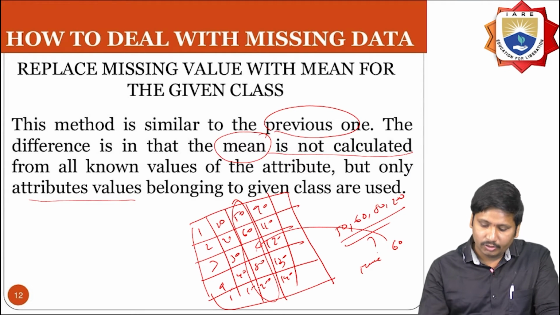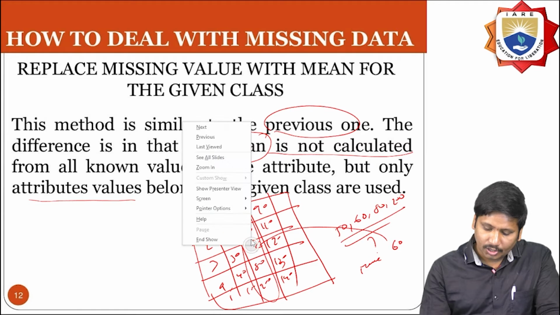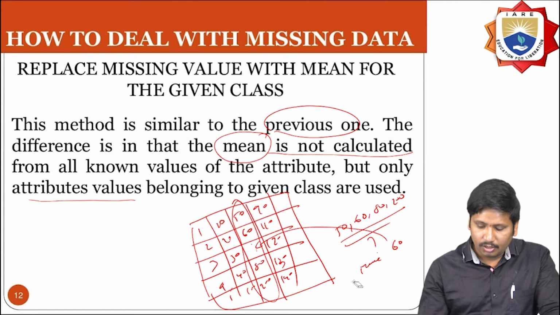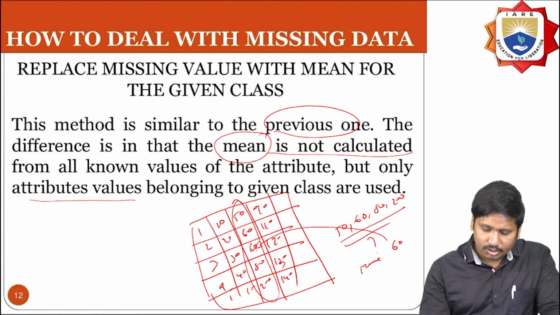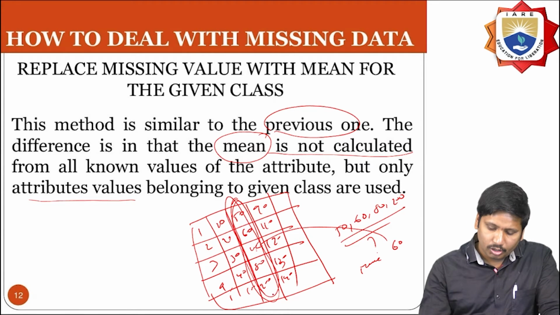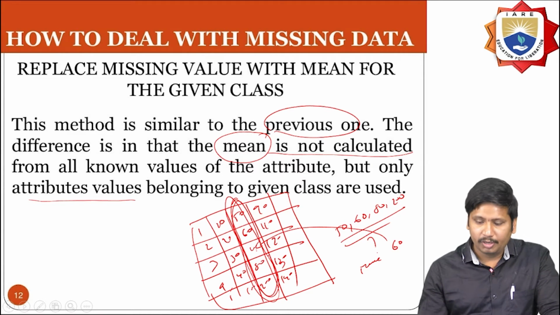So these are the values that are belonging to the same class. So what will happen, I can replace this value with 60, or otherwise I can replace it with 80, or I can replace this value with 200. So the attribute values belonging to the same class are going to be replaced here.